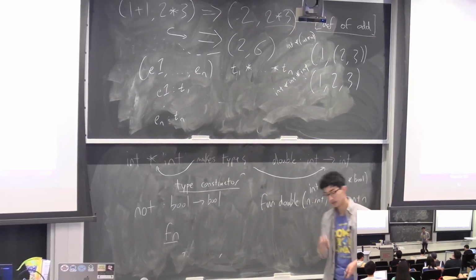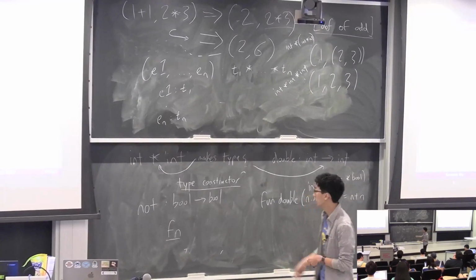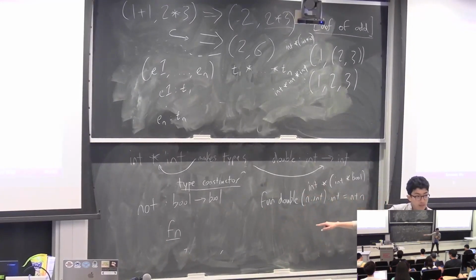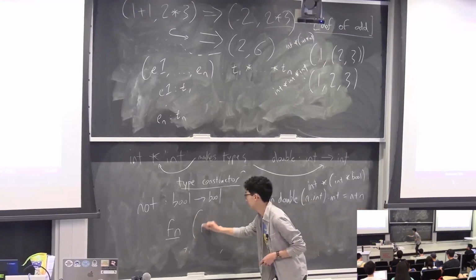Yeah, good question. Cool. So lambda expressions look like fn, and then they take in an argument. So I could say n colon int.